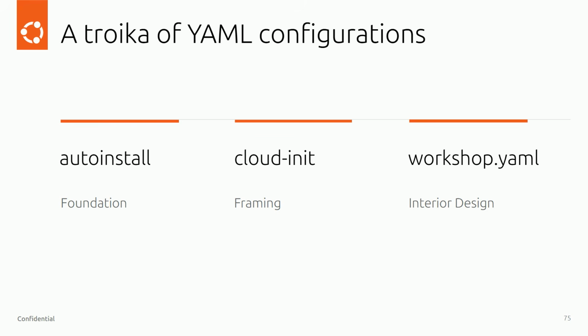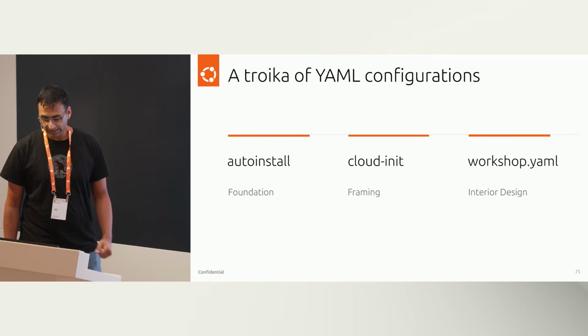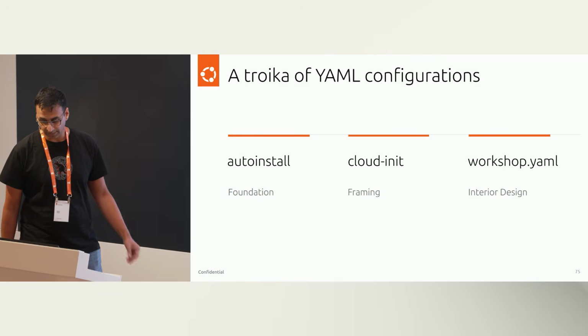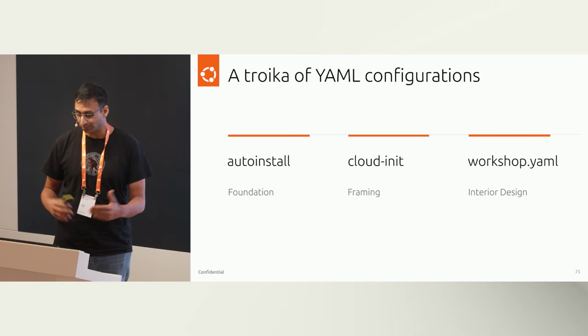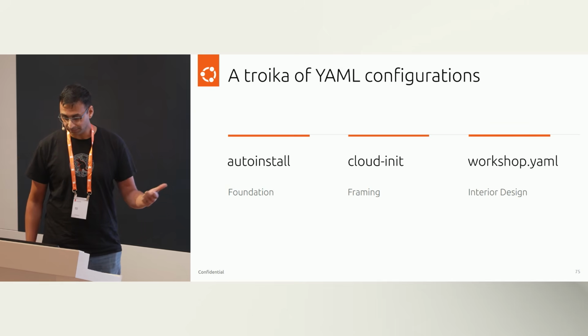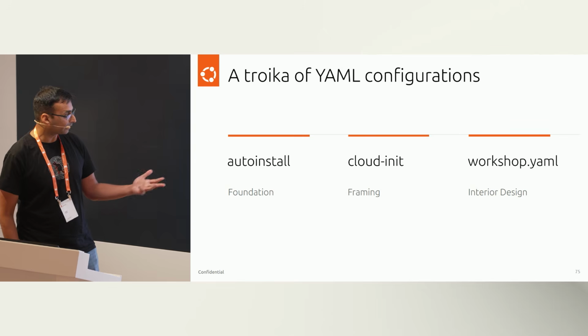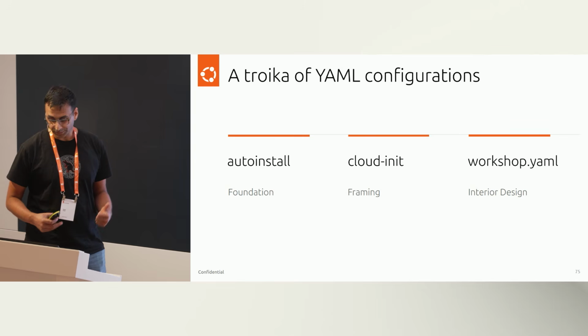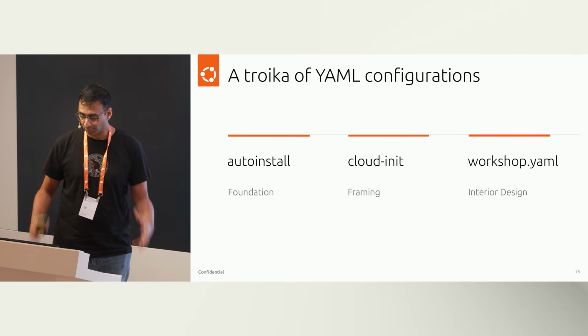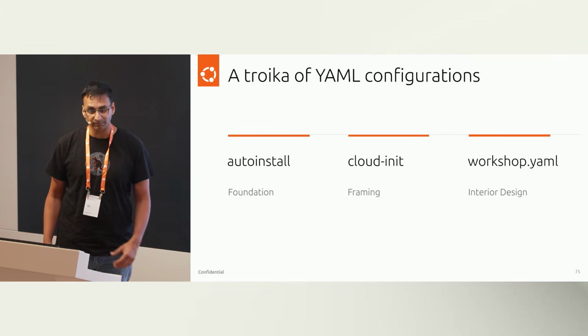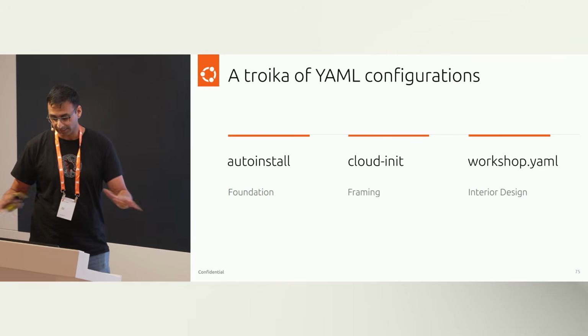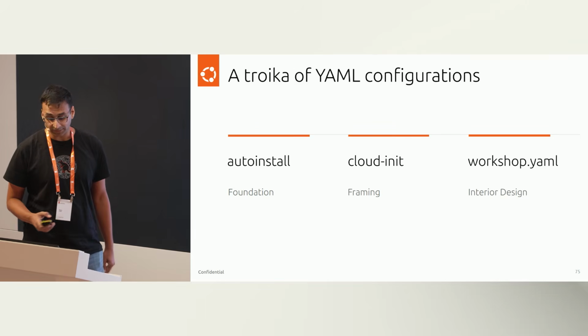Layer one is autoinstall. This is the foundation. It handles the birth of the base operating system: partitioning disks, configuring full disk encryption, and installing the Ubuntu OS. Layer two is cloud-init. Now, this is the framing. It handles the initial boot configuration: creating users, installing packages, setting up network routes. And layer three is Workshop, the interior design. This is the project-specific configuration that builds the isolated developer sandbox without disrupting the host OS.